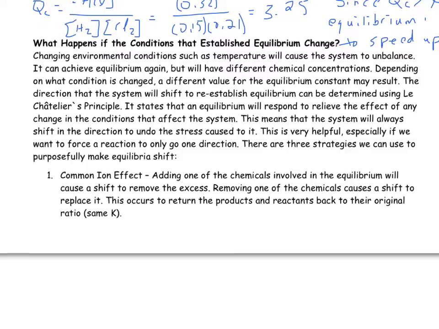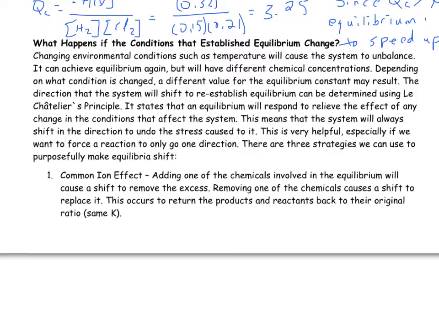It states that an equilibrium will respond to relieve the effect of any change in the conditions that affect the system. This means that the system will always shift in the direction to undo the stress caused to it. This is very helpful, especially if we want to force a reaction to only go one direction. We can force it to move the direction we want by applying the correct stress to the system. There are 3 strategies we can use to purposefully make equilibrium shift.